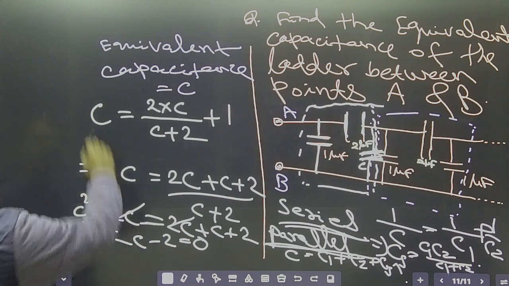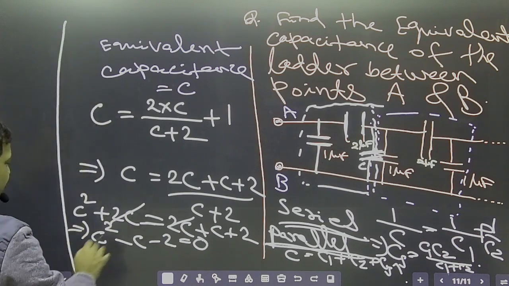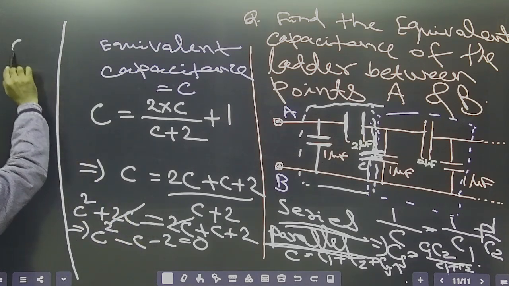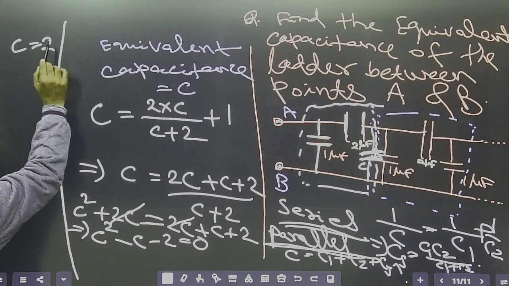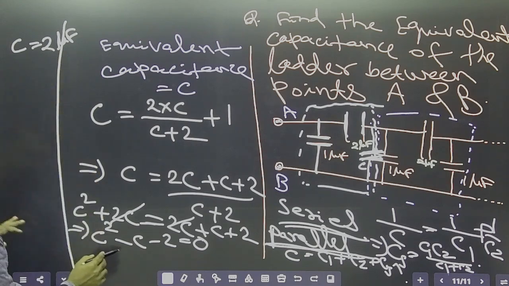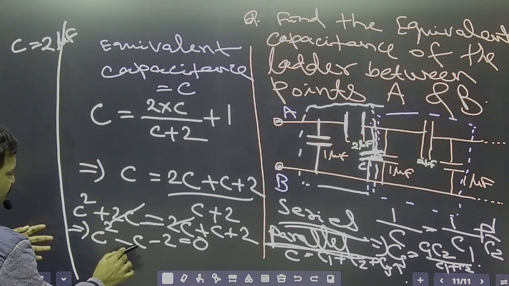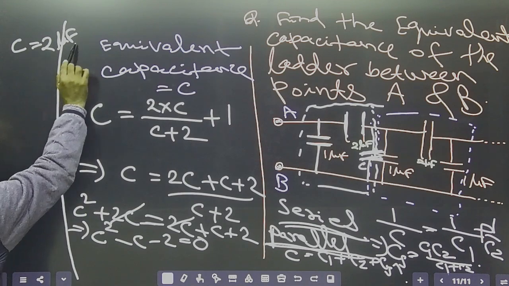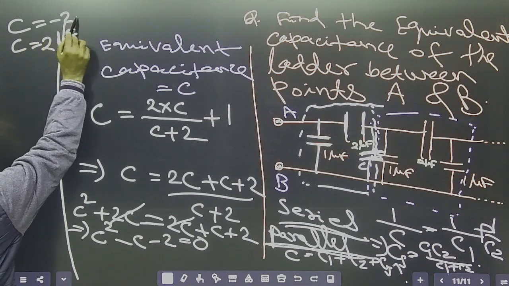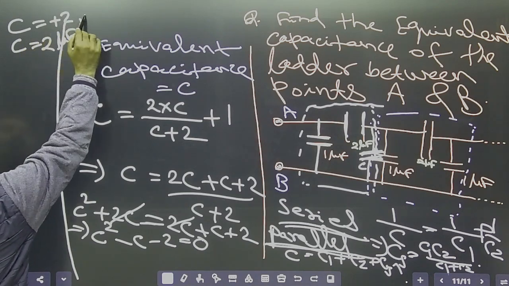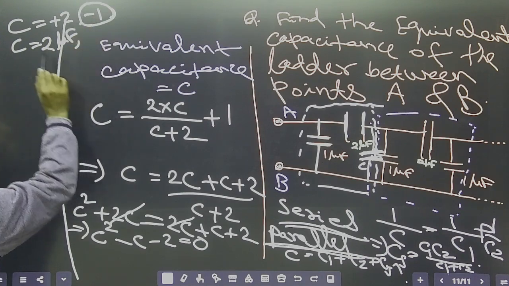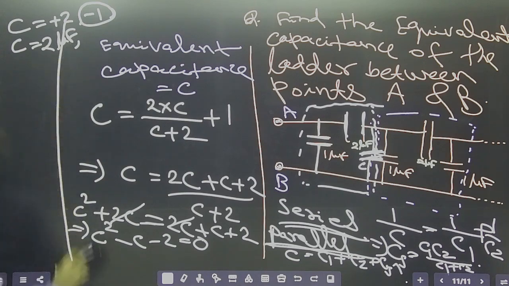Now by solving this quadratic equation, what will we get? The value of C will come as 2 microfarad, and the other value will come as minus 1. So the values are plus 2 or minus 1. A negative value of capacitance is not possible. So the C value will come as 2 microfarad.